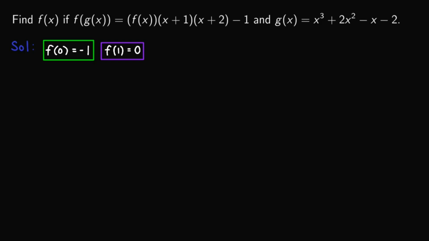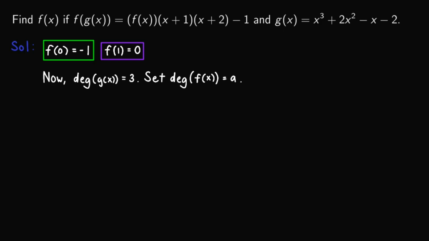Now in here, let's try to inspect the degree this time. So take note that the degree of g of x is clearly 3 since its highest exponent is 3. For f of x, we don't know its degree since this is what we want to find. So we can set the degree of f of x to be a.